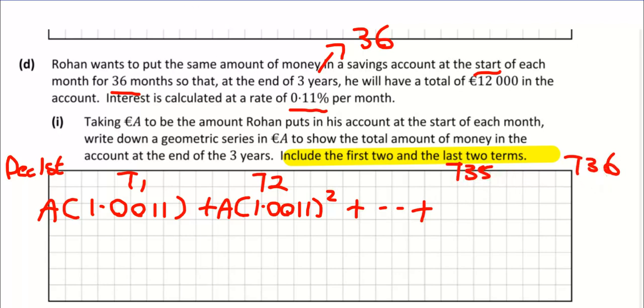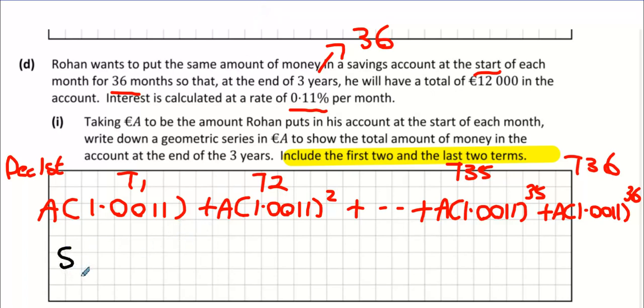So what's T35 going to be? And then next one, to the power of 36. Okay, you guys? Now, you happy with Sn? Is it? Oh, we don't have to do that yet, do we? No, we don't actually have to do that yet.